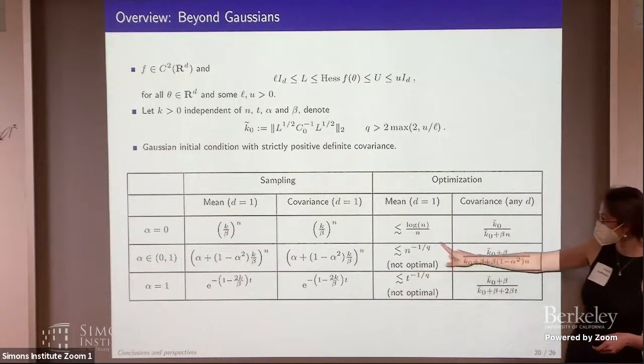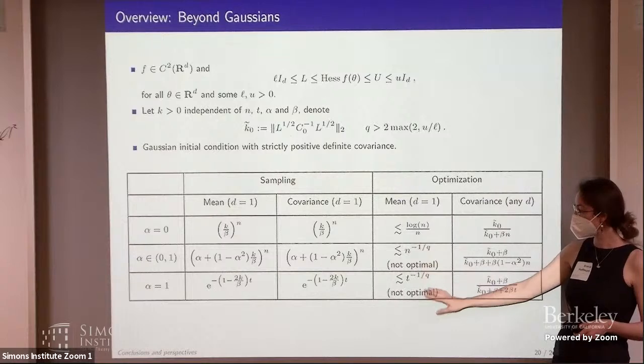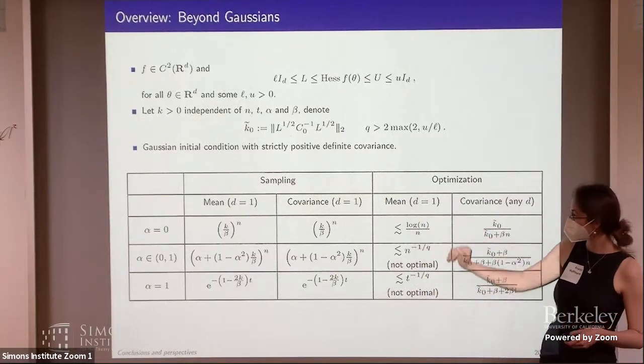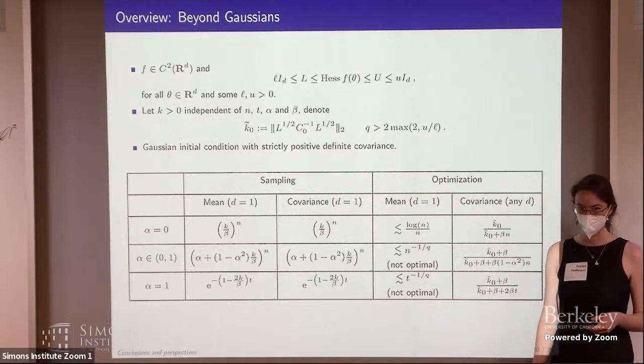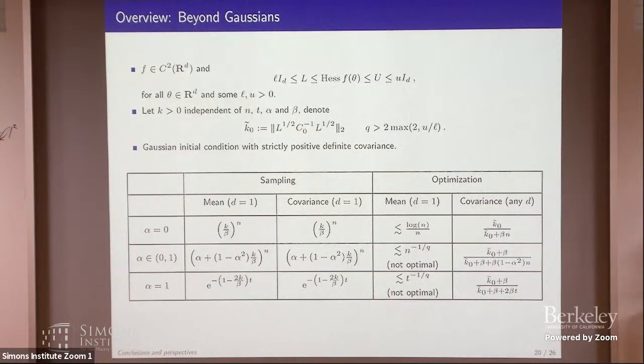This is where this n to the minus p and t to the minus p come in, and these are definitely not optimal. So here we're not yet fully satisfied with what we were able to obtain on the rates. But apart from that, I think this is one of the strong points of this method, that you can actually prove something about the rates of convergence beyond just the Gaussian setting.